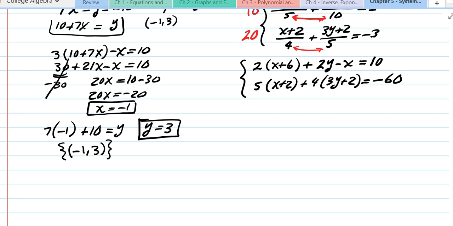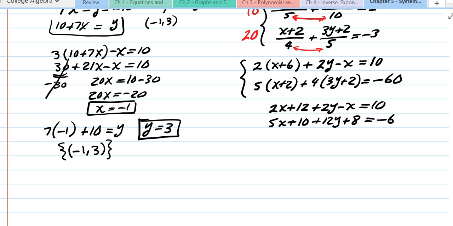Next step, we're going to distribute. Distribute 2 times x plus 6. So we get 2x plus 12 plus 2y minus x equals 10. The bottom, I get 5x plus 10 plus 12y plus 8 equals negative 60.